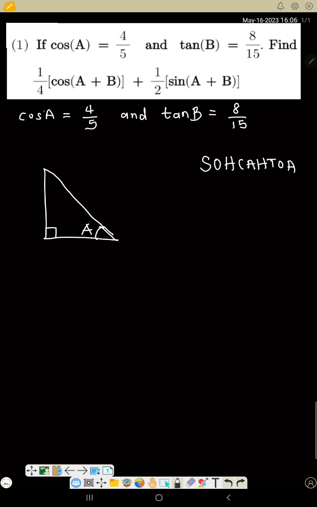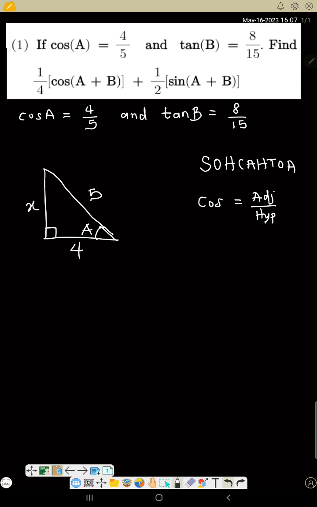So here we have cos A is equal to 4 over 5. We already know that cos is adjacent over hypotenuse. That means your adjacent here is 4 over hypotenuse 5. So in the right angle triangle, here is the adjacent 4, and here is the hypotenuse 5. So we have to know the opposite. To know the opposite, use Pythagoras theorem.